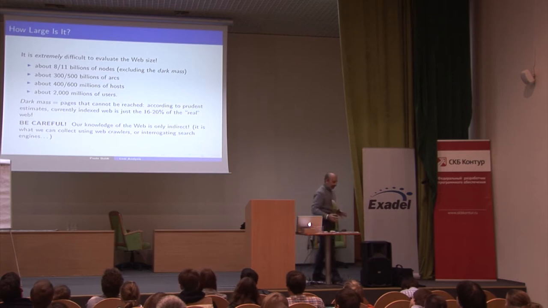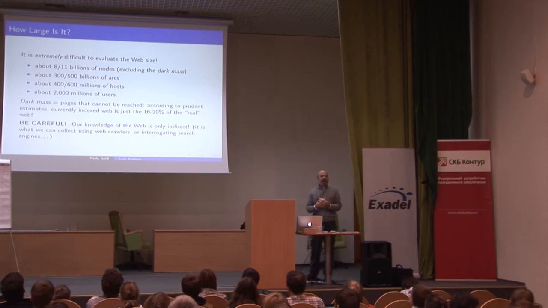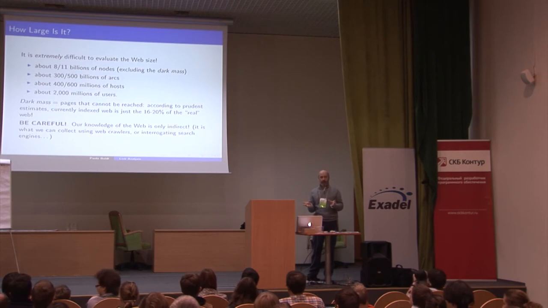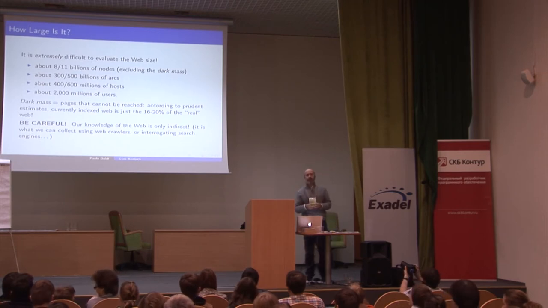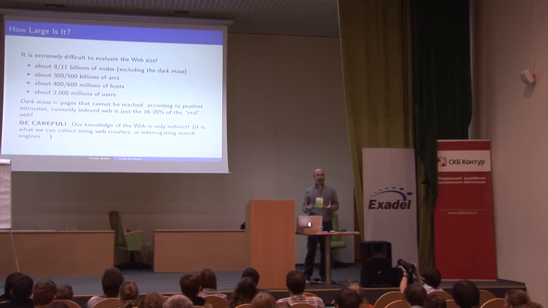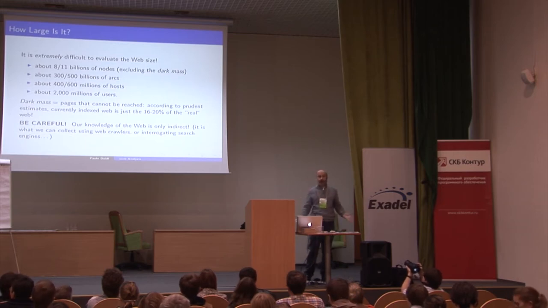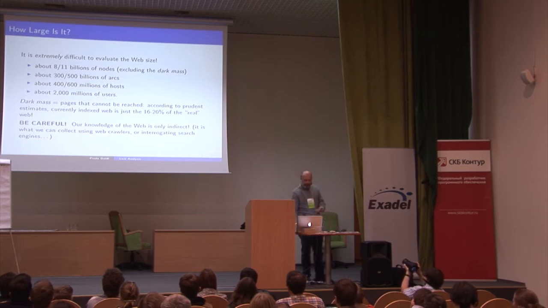be very careful here, because when I say something about the web, I should always say that our knowledge of the web is only very indirect. We know the web only because search engines crawled the web. But some of the things we think of the web may be artifacts of the way the web is collected. So we are actually not sure. I mean, we speak of an object that we never saw, that we can only barely look at through crawlers. You know what a crawler is?